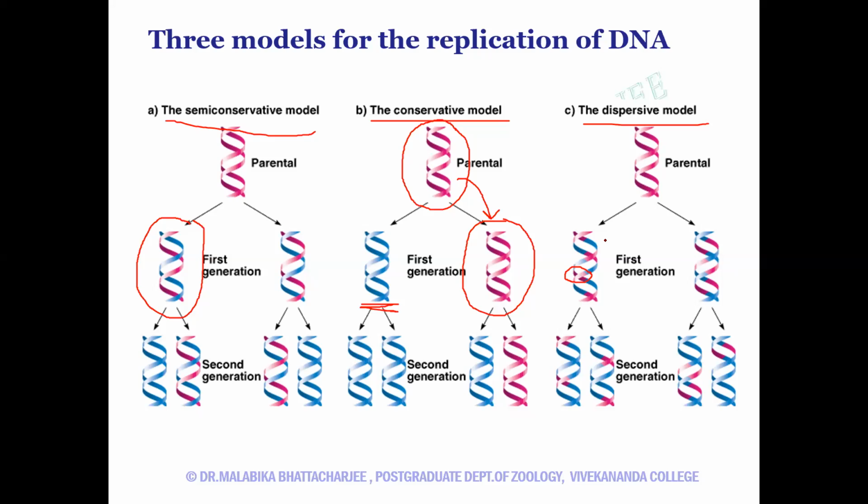Now, these were the three models that were hypothesized. And Watson and Crick said that the DNA replication probably follows a semi-conservative model, but there was no experimental proof to support their statement until in 1958, Matthew Meselson and Franklin Stahl went on to discover the semi-conservative model of DNA replication by their famous experiment of 14N, 15N. So we'll be studying that.